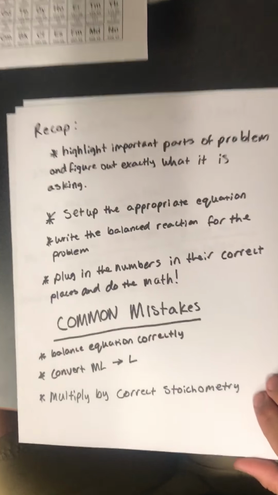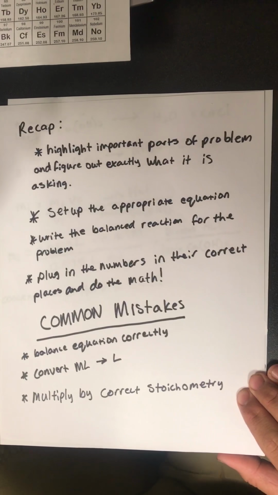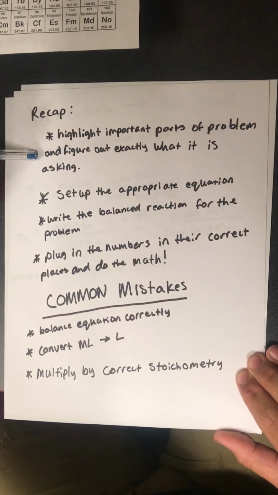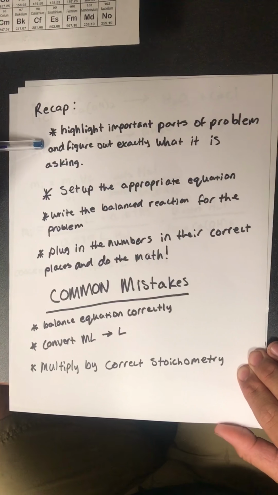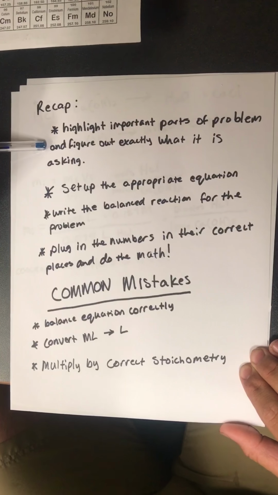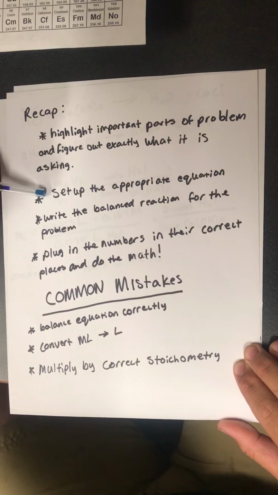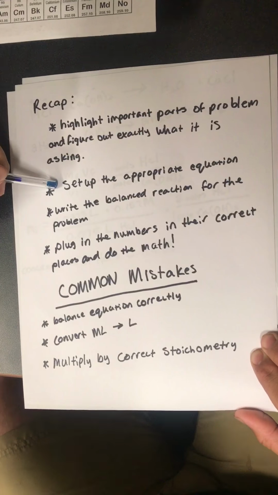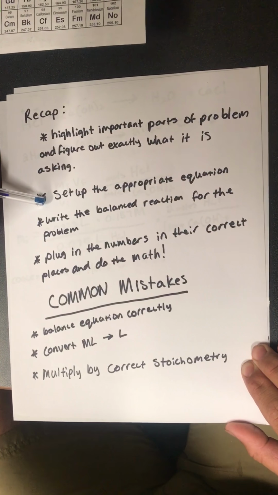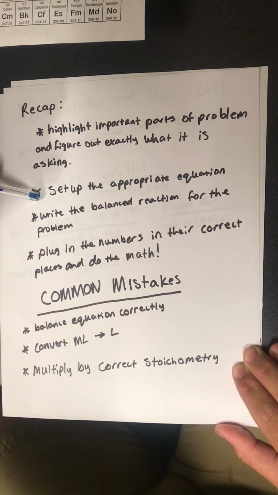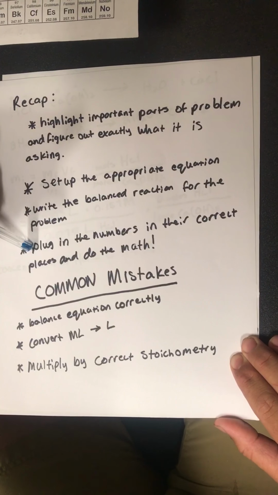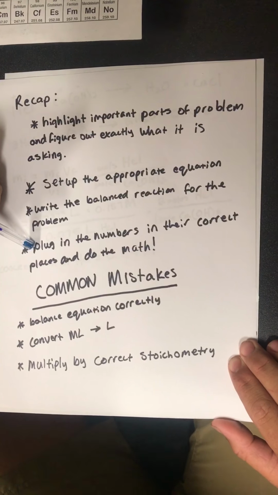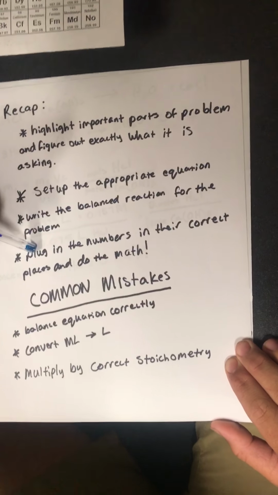Now to recap what we did. It's always important to highlight the important parts of the problem and figure out exactly what you were being asked. If you don't know what you were being asked, there's no way to solve it correctly. You then want to write the proper equation and make sure it is balanced. If it's not balanced, once again, you cannot get the correct answer. After that, and you're sure everything you've done is correct up until this point, by checking your work, you plug in the numbers and do the math.